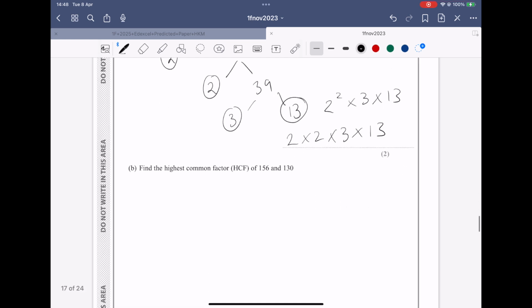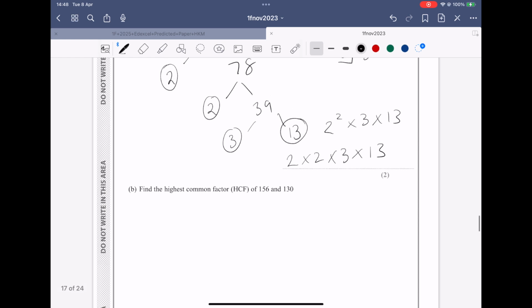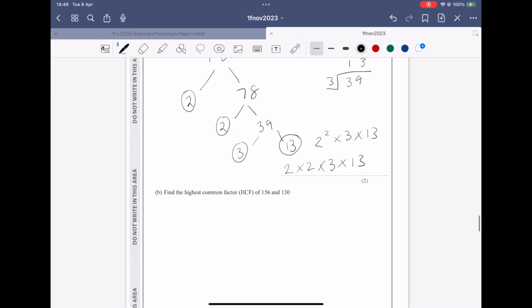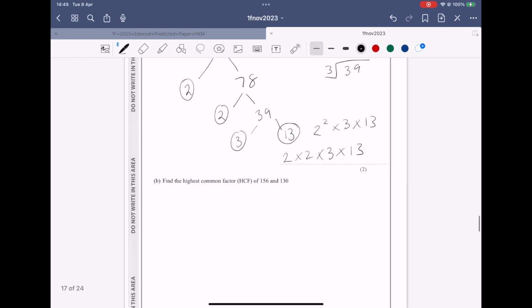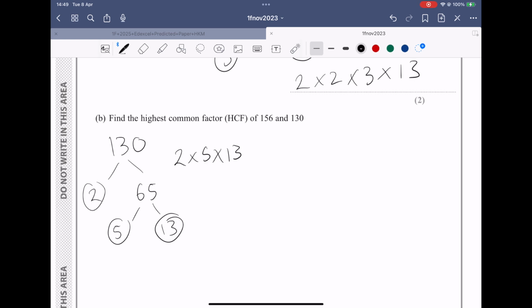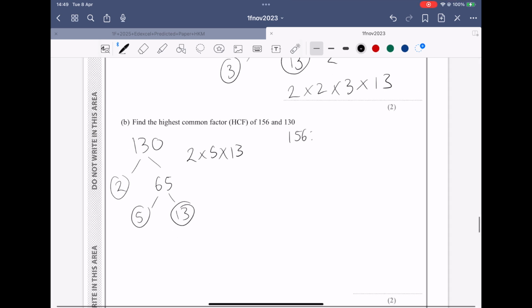Next one says highest common factor of 156 and 130. All right, so this kind of question tends to follow a prime factors question. Sometimes it asks for the lowest common multiple, sometimes it does highest common factor. Basically, do a prime factor tree for 130 as well to start with, which normally won't take too long. 2 and then 65. 5 times table and then 13. So this one is 2 times 5 times 13. And then we know 156, that is 2 times 2 times 3 times 13.